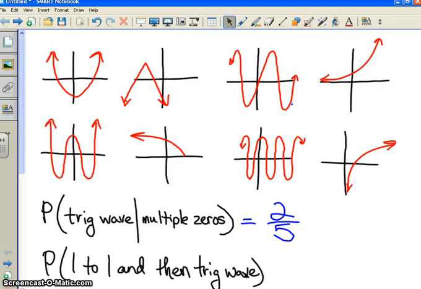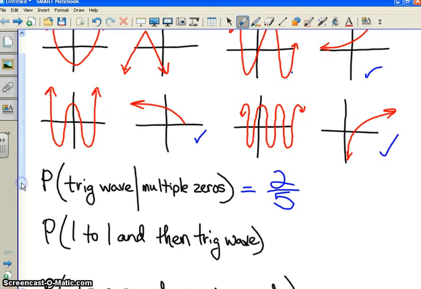Next one, Raoul's picking 2 cards. He's going to find the probability of getting a 1-to-1 function and then picking a trig wave. So here, on his first draw, the chance of picking a 1-to-1 function, or one that passes the horizontal line test, he could pick the exponential growth, he could pick the radical, or he could pick the log. So 3 out of 8 of those functions are 1-to-1.